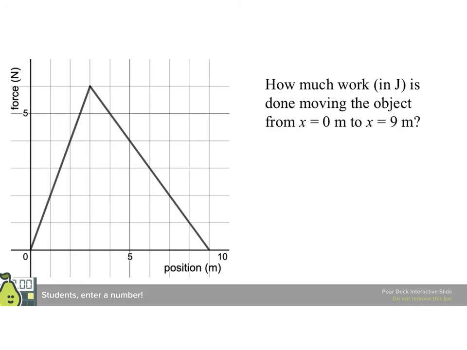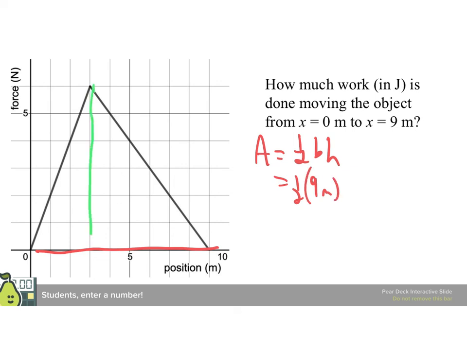How much work in joules is done moving the object from x equals 0 to x equals 9 meters? Well, remember that the area of a triangle is 1/2 the base times the height. The base is 9 meters, and the height is 6 newtons, so we get 27 joules.